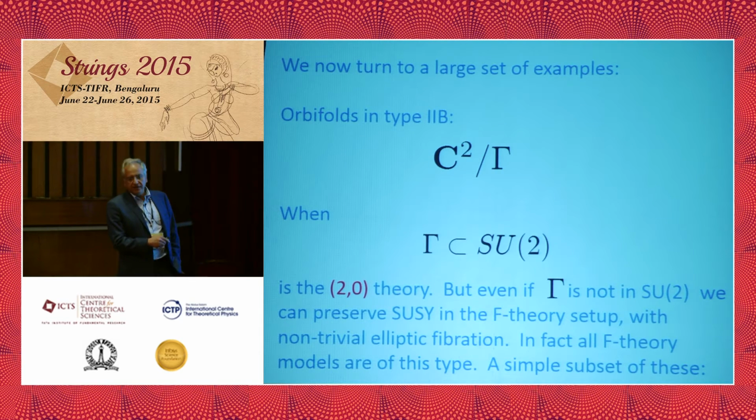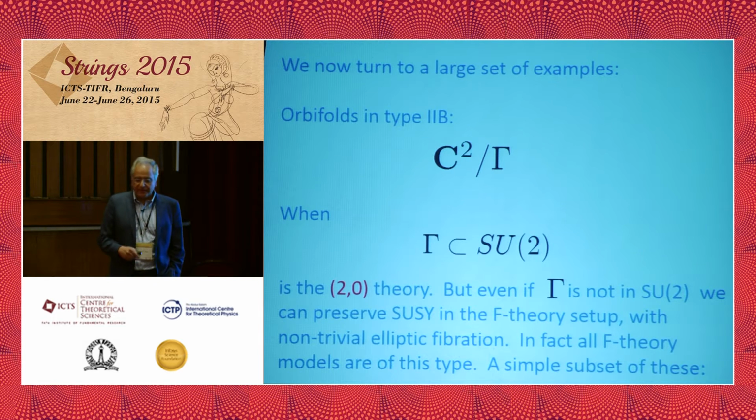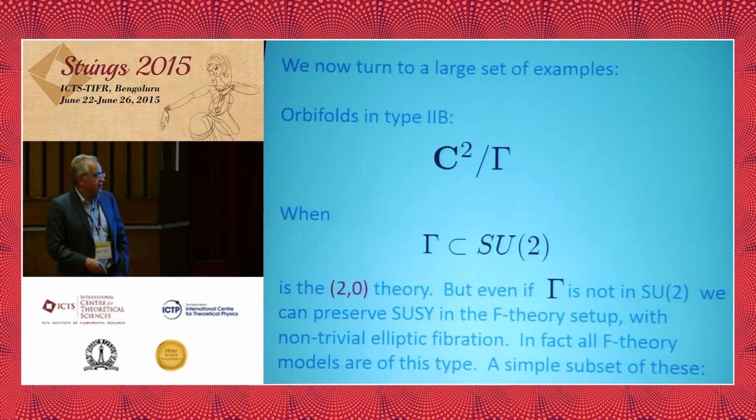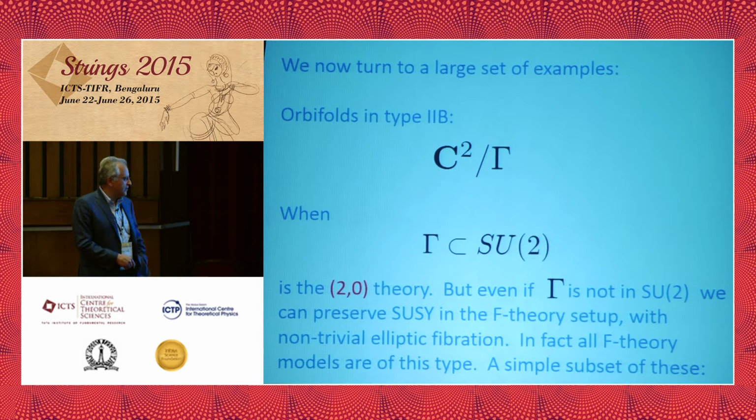So I don't have too much time, so I'm going to speed up. So now we turn to more non-trivial examples in the sense that it's harder to see them in terms of brane picture, but the same kind of story works. So usually when we talk about type IIB with the orbifold geometry, if the orbifold Gamma is a subgroup of SU(2), then we know we get a (2,0) ADE theory depending on which Gamma we choose. But in the context of F-theory, this Gamma does not have to be in SU(2), it could be a subgroup of U(2). And for that to be compatible with supersymmetry, we need the non-trivial elliptic fibration.